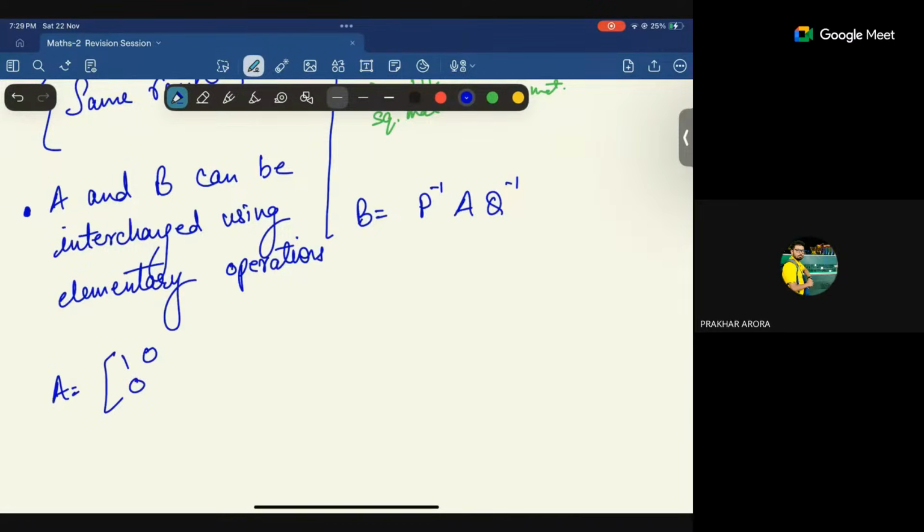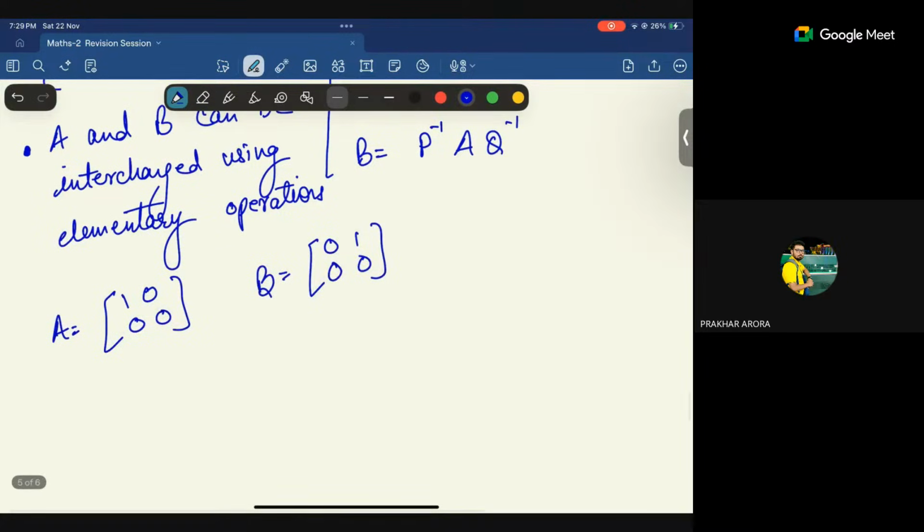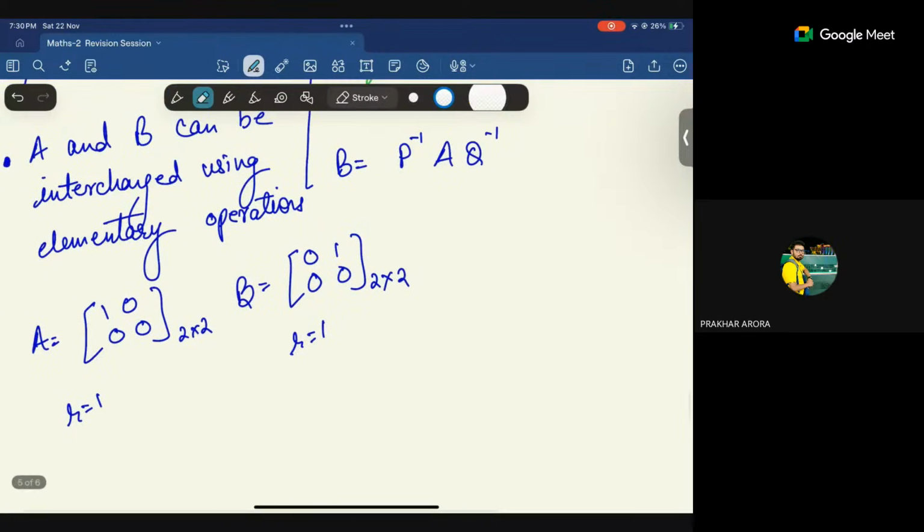The idea behind elementary operations is this: suppose I have a matrix A, which is 1 0 0 0, and a matrix B, which is 0 1 0 0. The rank of each matrix is 1. The order is 2 cross 2. I have taken a square matrix, but this is also valid for rectangular matrices. So these two are equivalent.